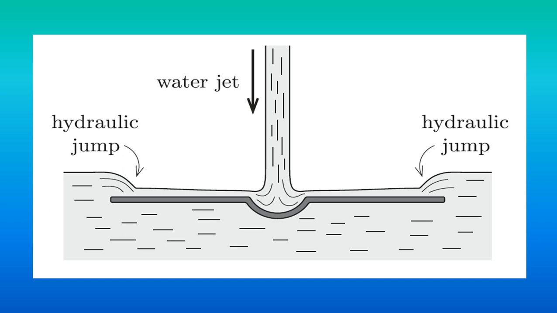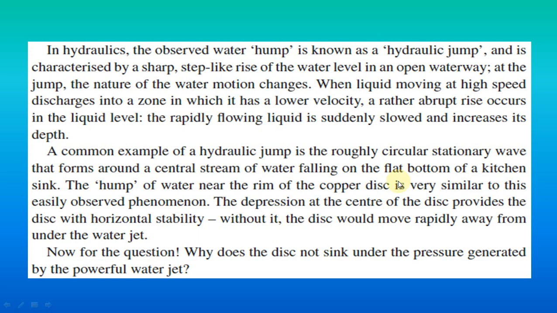As you can see, there is a large impulsive force acting on the central region of the disk, and there is a hydraulic jump also observed at a radial distance from the disk. So this is the remaining part of the question. Now for the question, why does the disk not sink under the pressure generated by the powerful water jet? We will discuss the solution here.